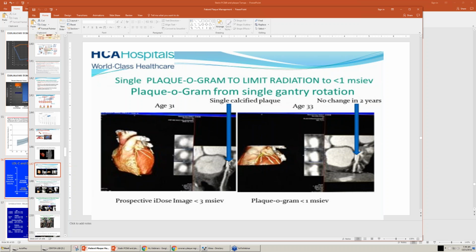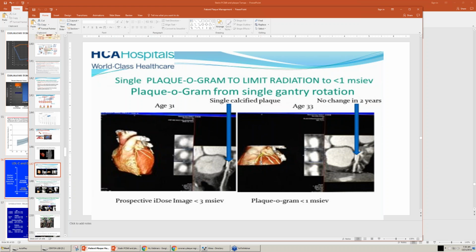So we identified the plaque of interest. There were no other plaques. So there wasn't anything else to look at. So we said, why do we want to look at the whole heart and all the arteries? Let's just take the plaque of interest and take a look at that and do the so-called plaqueogram, where we do one gantry rotation, just one gantry rotation, and pluck that out.